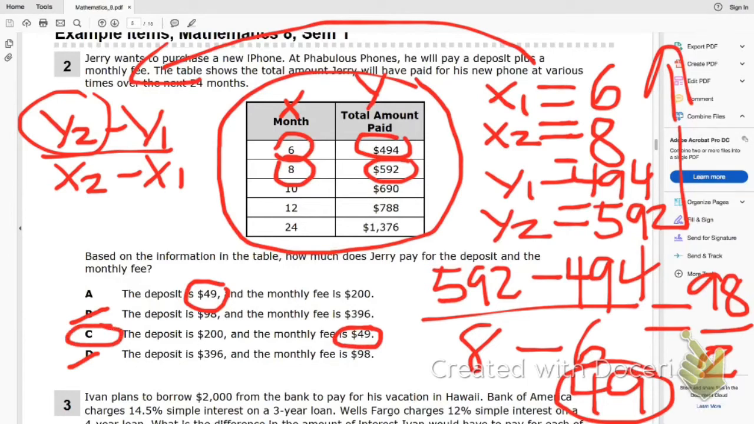So again, $200 is my constant. It happens once, doesn't change. Monthly fee, $49 for so many months. That's why that 49x happens. And that's the answer. I did not need to find my constant because I would just know how it's worded and figure that out right there. So there's the answer. Answer C.